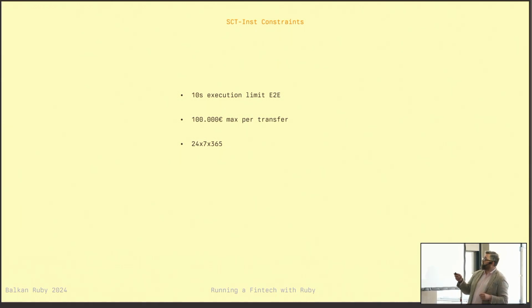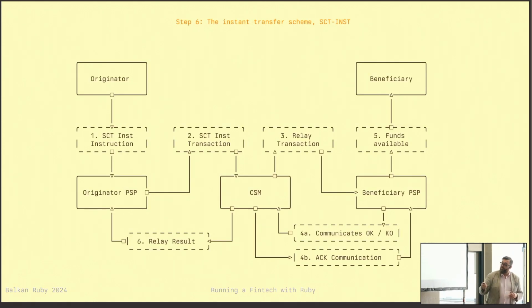First, there is a 10 seconds end-to-end execution limit. If we go back, from the moment the XML is timestamped here in step 2 to the moment that we get to step 6, a maximum of only 10 seconds can pass. I know that coming from web development, that looks like an eternity. Like, it's 10 seconds, there's plenty of time.